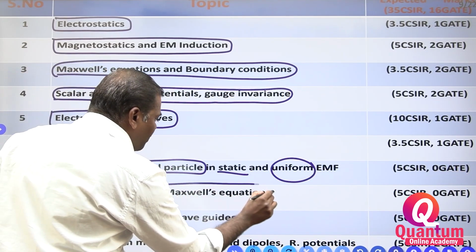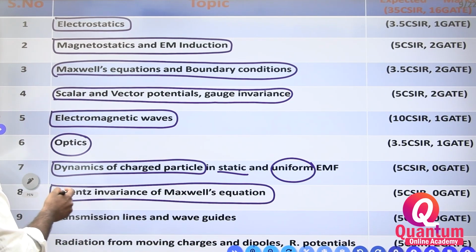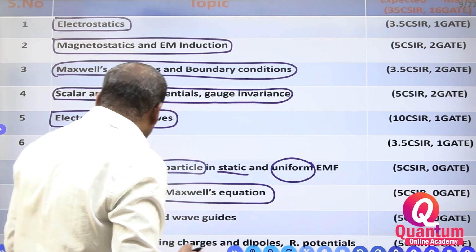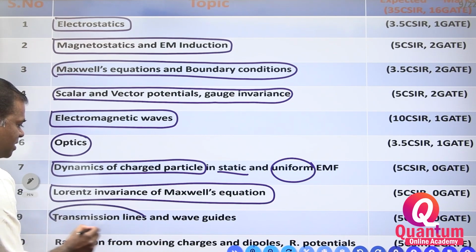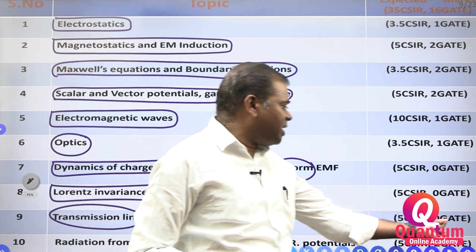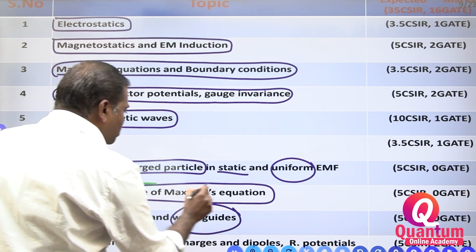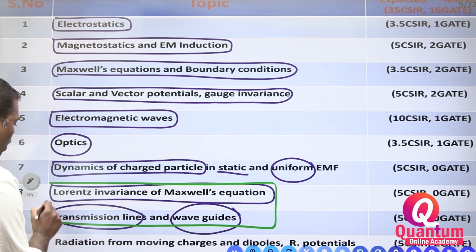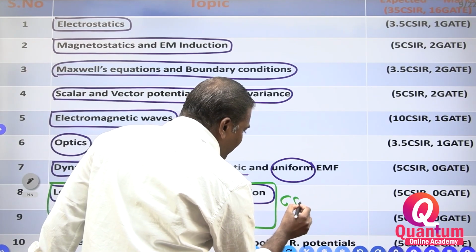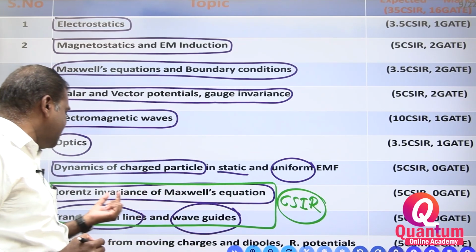Lorentz invariance of the Maxwell equations: 5 marks in CSIR, 0 marks in GATE. Transmission lines and waveguides. This theory is very, very important: 5 marks in CSIR, 0 marks in GATE. These two are not there in the GATE exam syllabus. They are made for CSIR only.